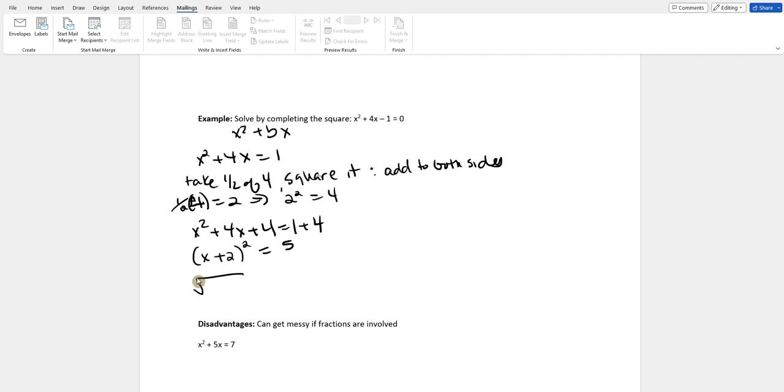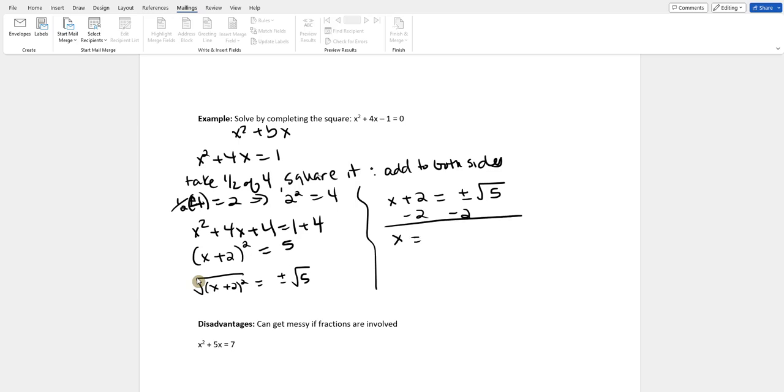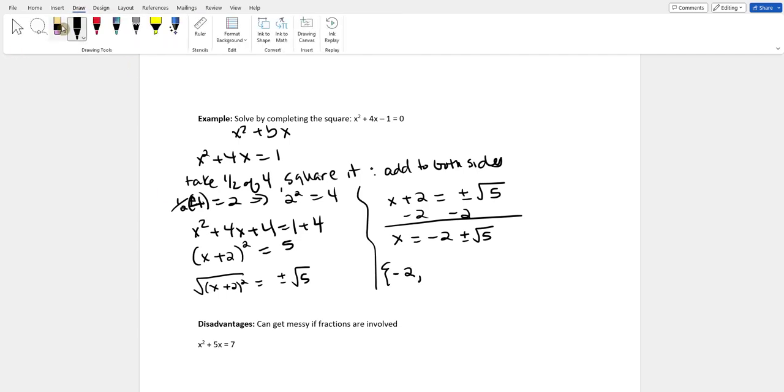So now we want to solve for x. I am going to take the square root of both sides. I end up with x plus 2 is equal to plus or minus the square root of 5. Then I can solve for x. I'll subtract 2 from both sides. You're going to end up with x is equal to negative 2 plus or minus the square root of 5. So you have two answers: negative 2 minus the square root of 5, and negative 2 plus the square root of 5.